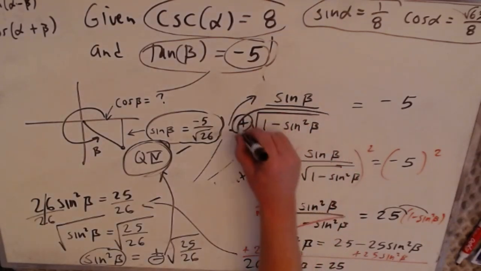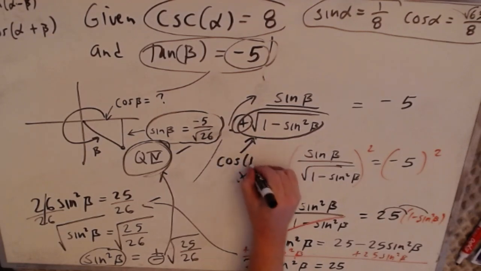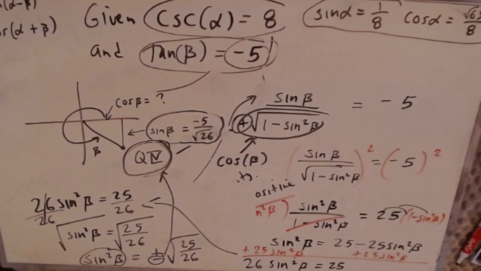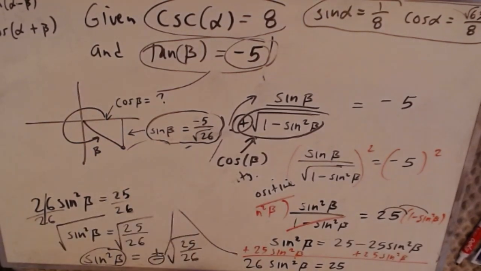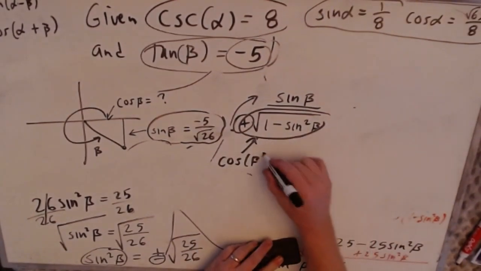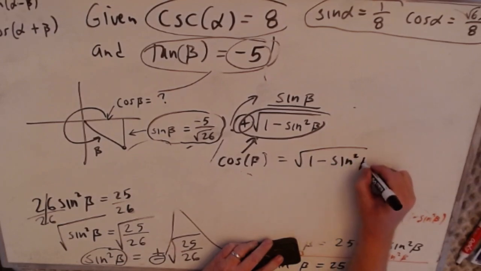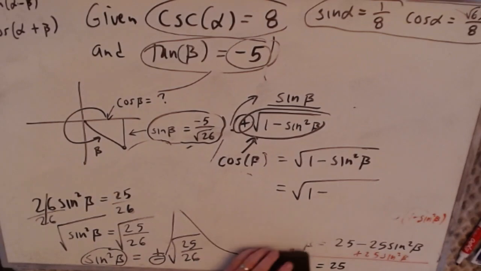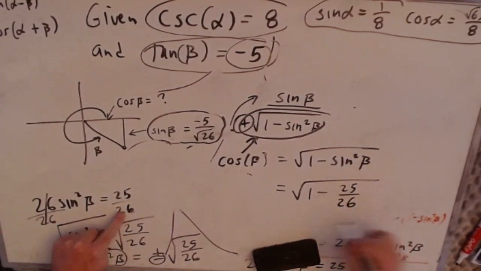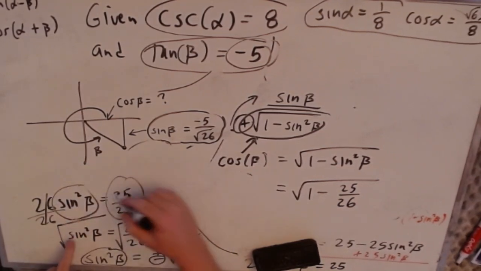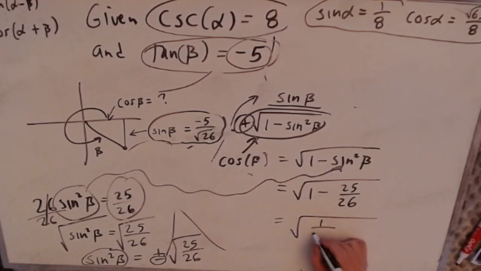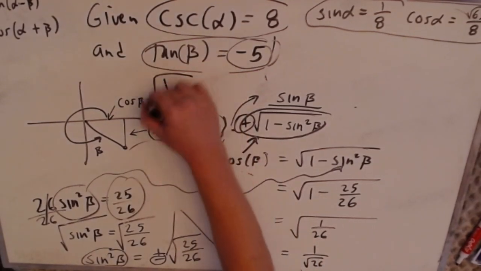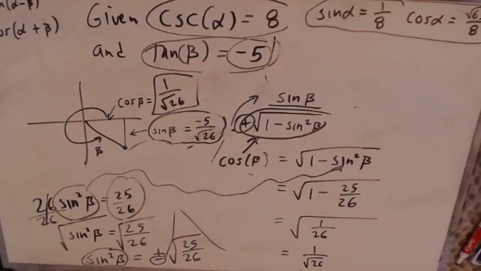Whew. Now we got to remember that this is cosine, this denominator here. So we can go back and recover who the cosine was. All right, so we have cosine beta is the square root of 1 minus sine squared beta. I know what sine squared beta is. Sine squared beta is 25 over 26. So that can go over here, 25 over 26. So that's the square root of 1 over 26, which is 1 over the square root of 26. Don't worry about simplifying the denominators. Just leave them as irrational numbers.